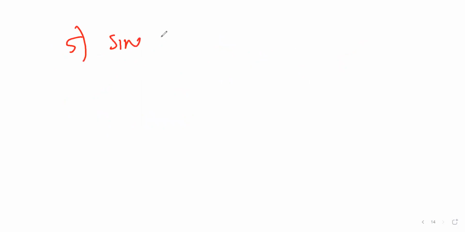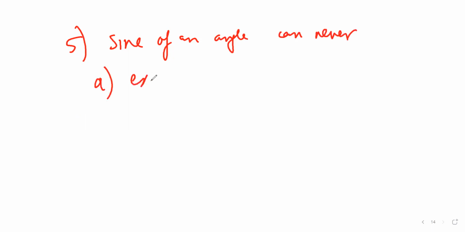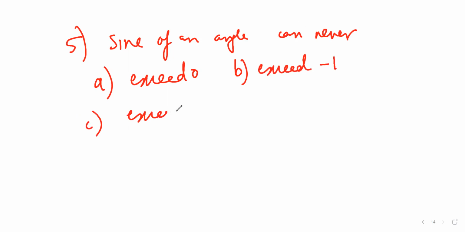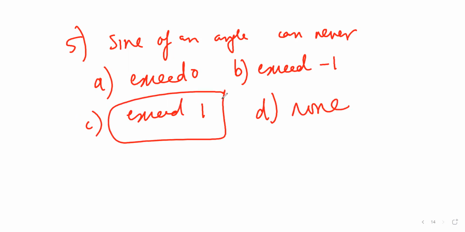Question 5, sine of an angle can never, so option A, exceed 0. Why not? It can exceed 0. Can never exceed -1. No. Can never exceed 1. Option D, can never, or you can say none. The correct option is it cannot exceed 1, because I told you your sine will always be a proper fraction like 3 by 5, 4 by 5, 7 by 10, and can never be greater than 1. As in, it can't be an improper fraction, or at the most it can be equal to 1.